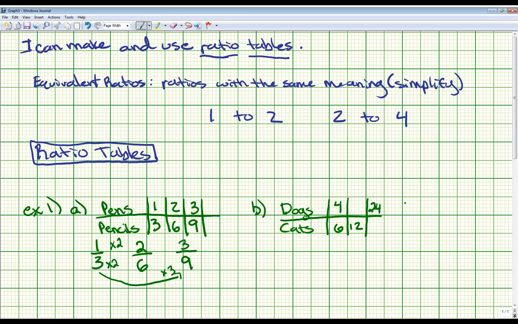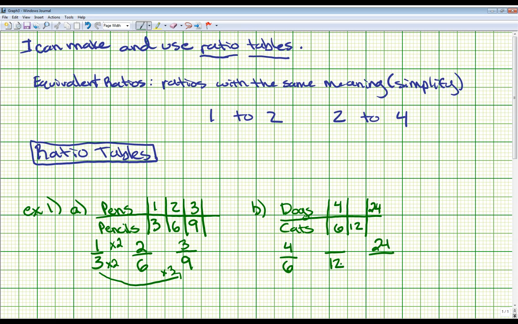So let's start by taking our ratios out of the table. The first ratio they give us is 4 dogs compared to 6 cats. Then we have a mystery number of dogs to 12 cats. And then we have 24 dogs to a mystery number of cats.